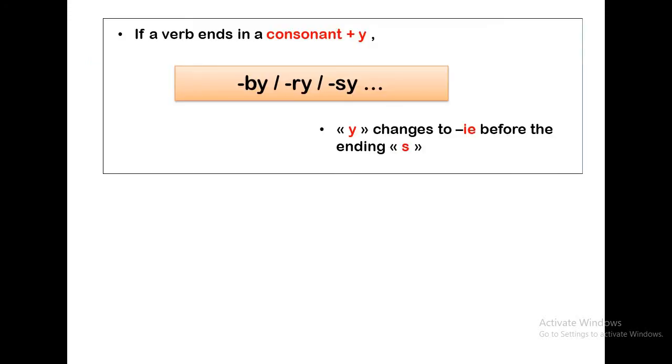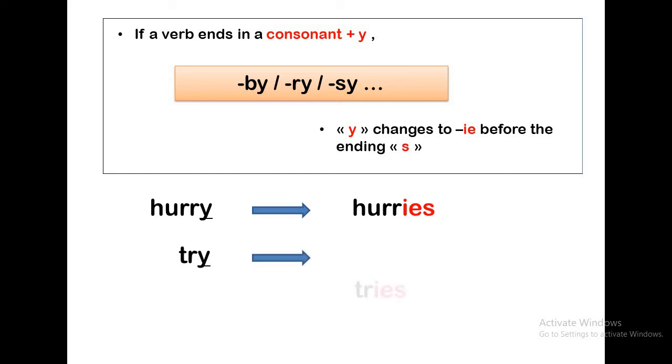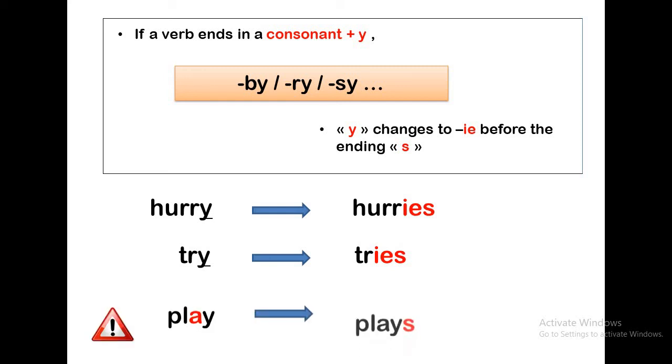If a verb ends in a consonant plus Y, like BY, RY, SY, Y changes to IE before the ending S. For example, hurry, hurries, try, tries. But play will be plays. We will only add S as A isn't a consonant, it is a vowel.